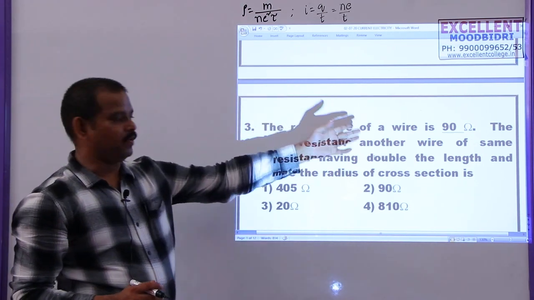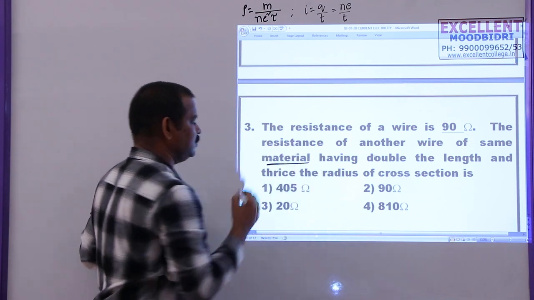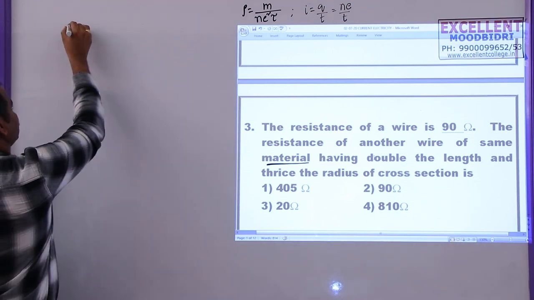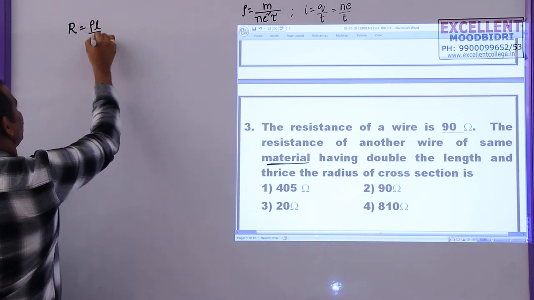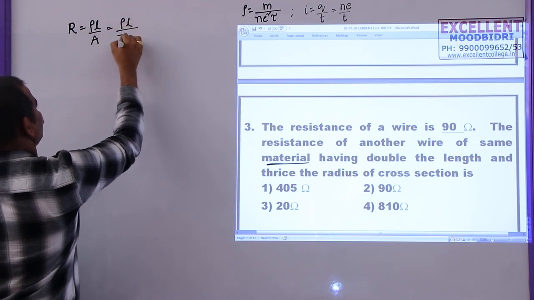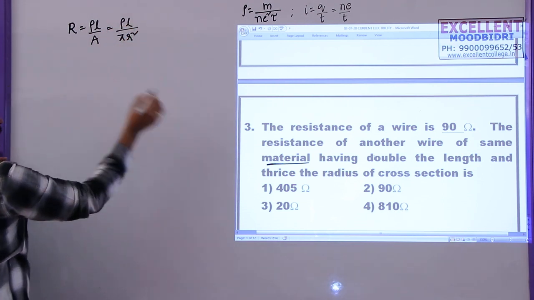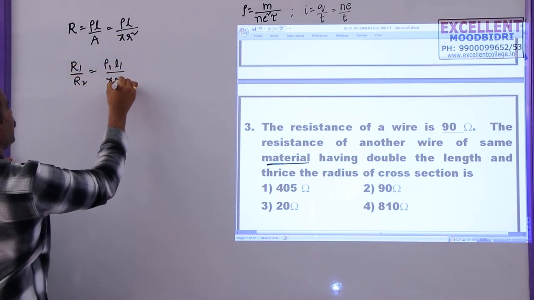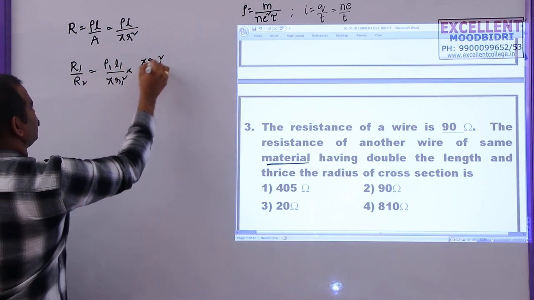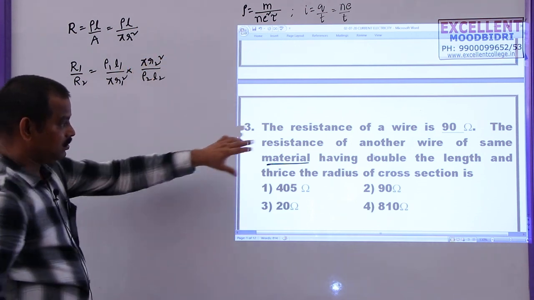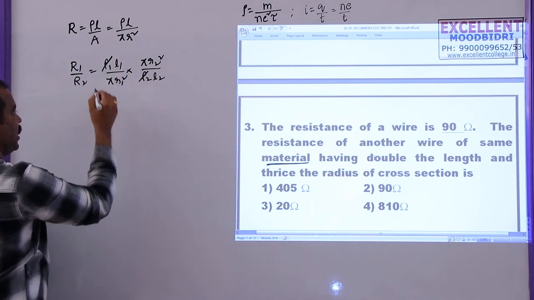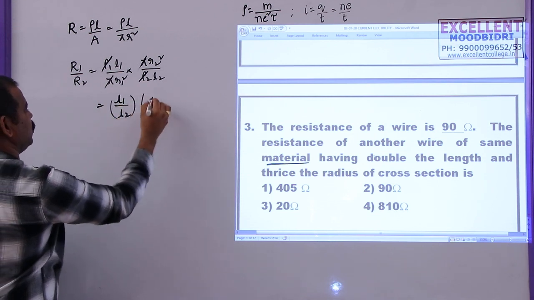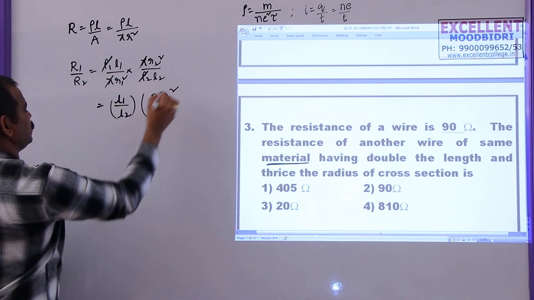What is the resistance of another wire of the same material, having double the length and thrice the radius? We know the resistance of any wire is given by rho L by A, which you can write as rho L by pi r square. So here R1 by R2 is equal to rho 1 L1 by pi R1 square, into pi R2 square by rho 2 L2. As these are the same material, the rho terms cancel. Pi and pi also get cancelled. This will become L1 by L2 into R2 by R1 whole square.